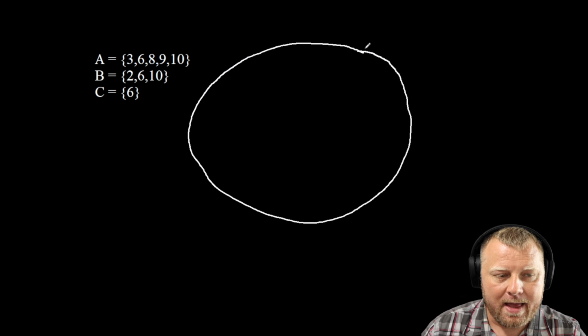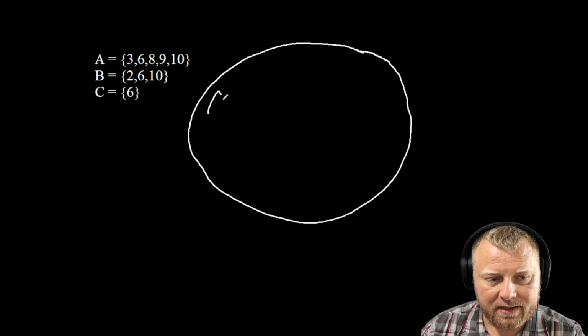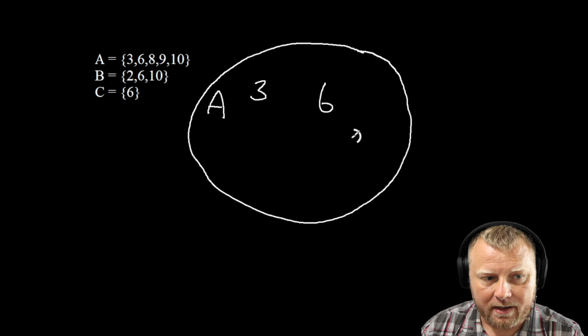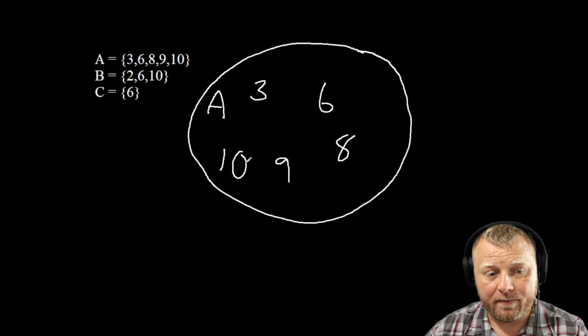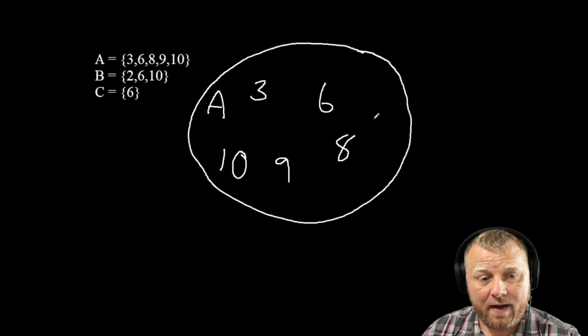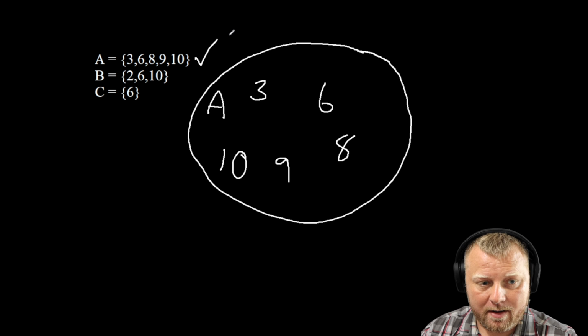Big giant circle. Now, let's just start putting these numbers down. We'll start with A. We're going to call this A. And we're going to say, okay, the number 3, there's a 6, an 8, a 9, and a 10. Now, there's no easy way to do this without just trial and error a little bit. So that's fine. That's A. A does contain all those. Okay, we've got A figured out. Check that one off. Boom.